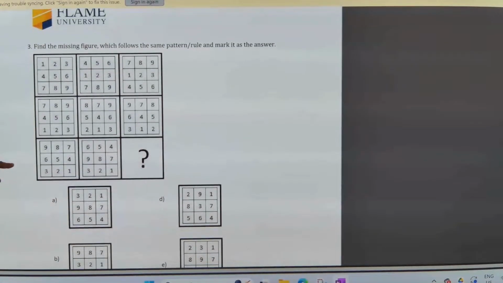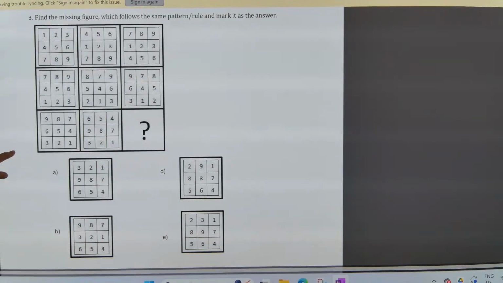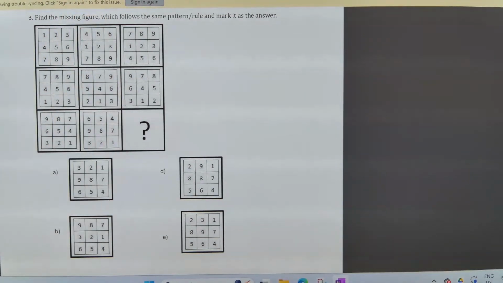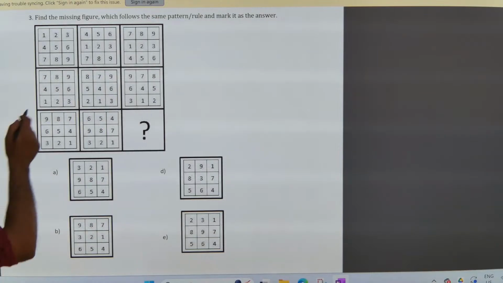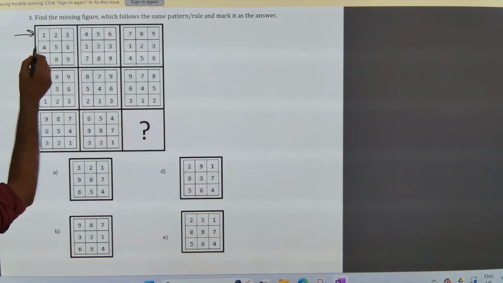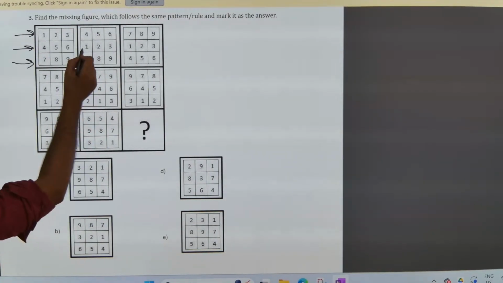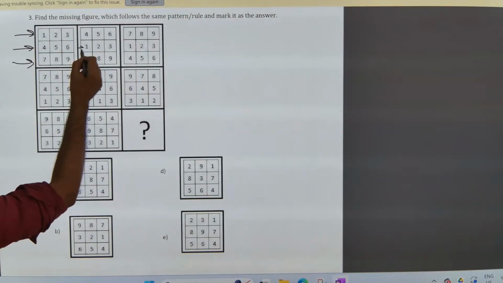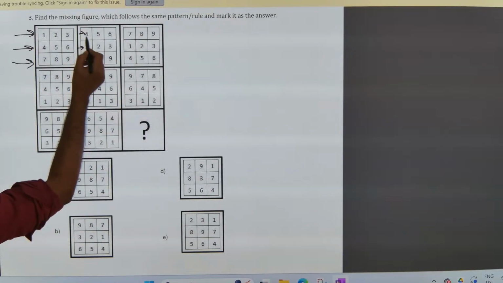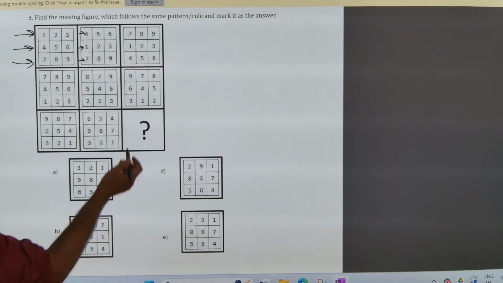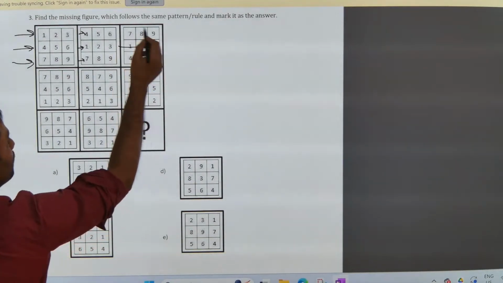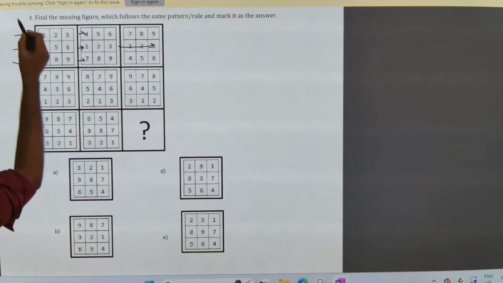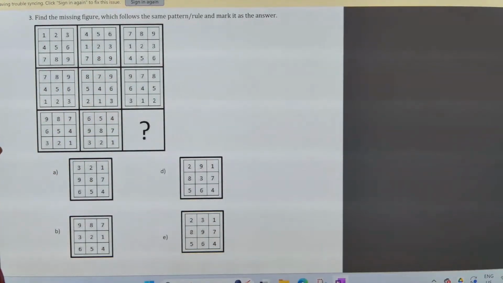So with this we'll come to the next question, question 3. Find the missing figure which follows the same pattern and mark. So we have to again identify the pattern. So what we have is 1, 2, 3, 4, 5, 6, 7, 8, 9. Here we have 1, 2, 3, but in another row, we have 4, 5, 6, in another row, 7, 8, 9 are in the same row. Again, we have 1, 2, 3 in the same row, 4, 5, 6 and 7, 8, 9, they have interchanged. Right? Okay.